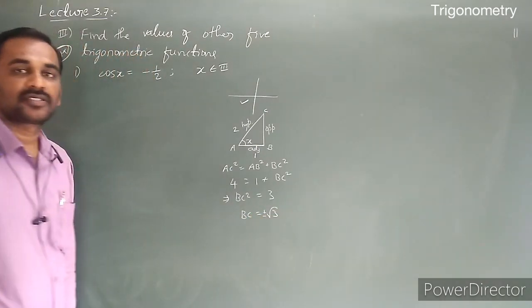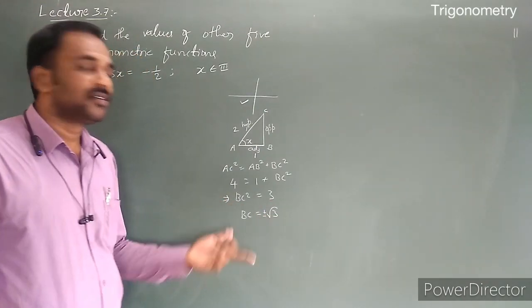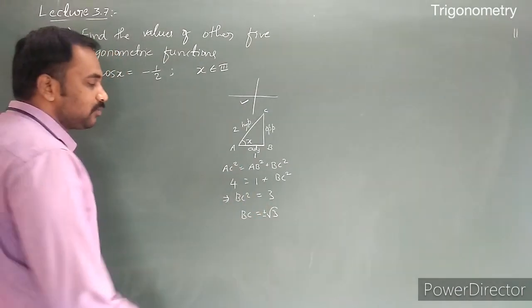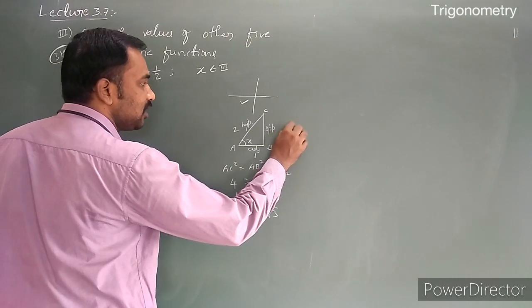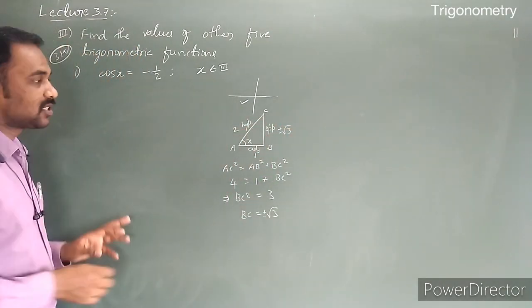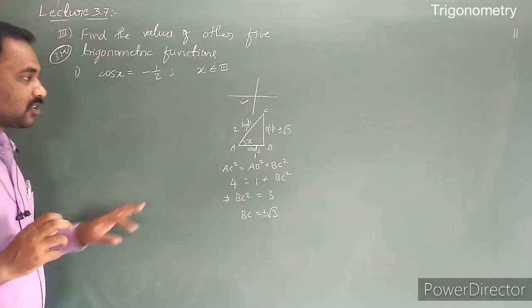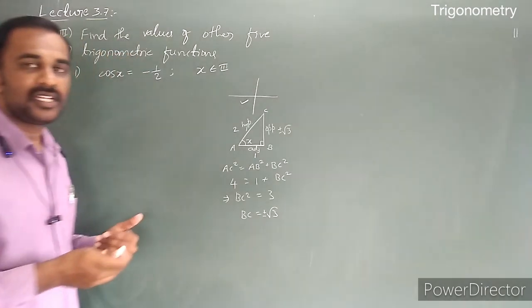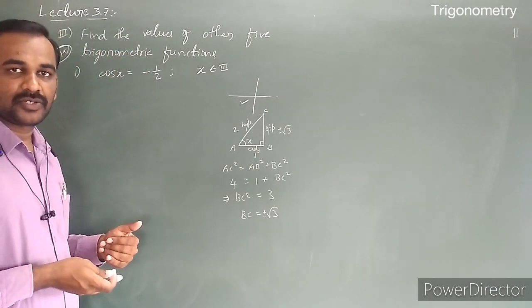Here write plus or minus root 3. So it is either a negative value or a positive value. That means BC is plus or minus root 3. This is how we can find it. Now all the 3 sides we got. After getting the right angle triangle with all the 3 sides, we can easily find the remaining 5 trigonometric ratios.